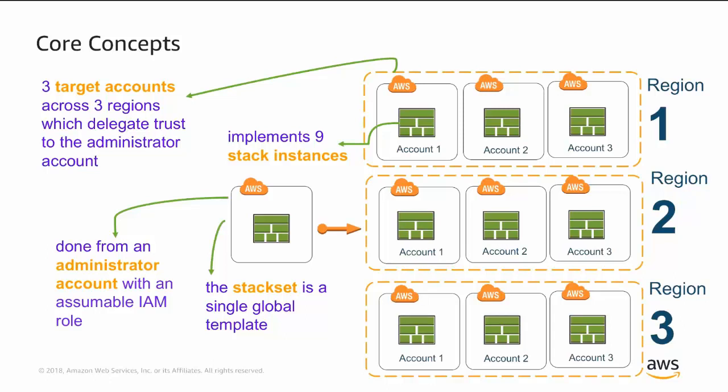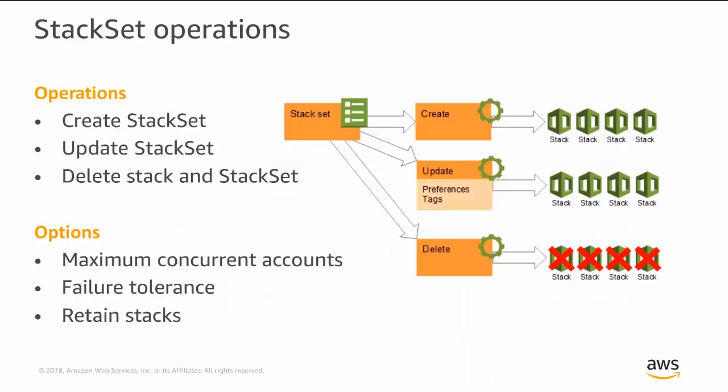So in this particular case, we can see that we have provisioned 3 target accounts, and each of those accounts we're going to provision across 3 regions for a total of 9 stacks. So this is how StackSets works from an operational perspective. As you can see, we have 3 separate operations here: create, update, and delete. Similar to what you would see for a CloudFormation stack itself, you can now use those same types of activities at the macro level to provision StackSets.